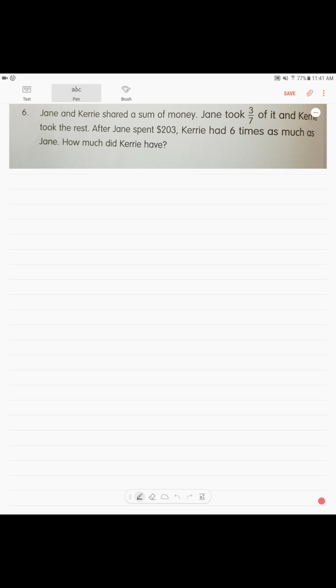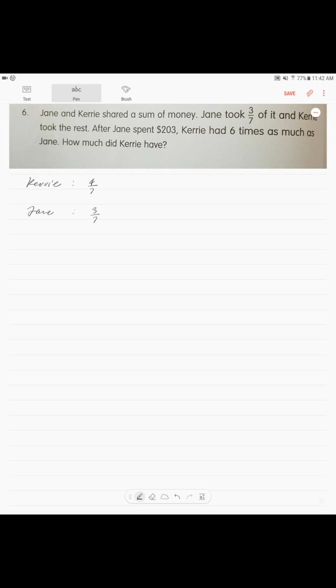Jane and Carrie shared the sum of money, right? So there was some amount of money. Now Jane took 3/7 of it, Carrie took the rest. Let's write it as a fraction. Carrie got 4/7 of the total money, and Jane, she got 3/7 of the total money.